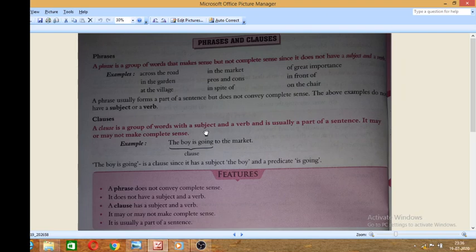A phrase usually forms a part of a sentence but does not convey complete sense. The above examples do not have a subject and a verb. In these examples, can you see there is no subject and verb? But in 'the boy is going to the market', you can see the subject and verb are there. 'The boy is going' is a clause, since it has a subject, the boy, and the predicate, is going.